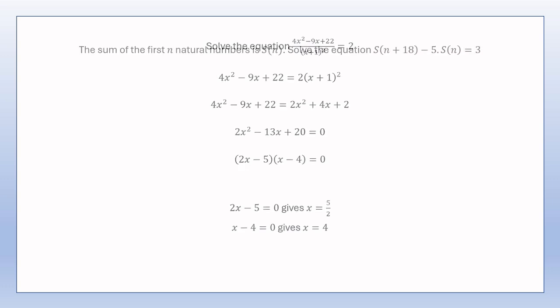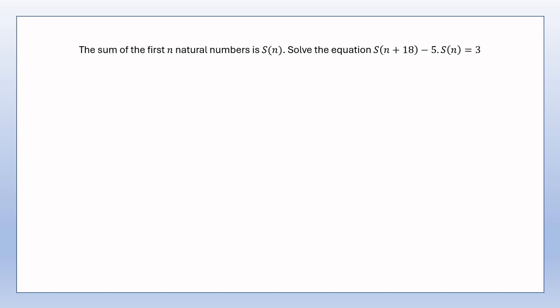So the next problem is: the sum of the first n natural numbers is Sn. Solve the equation S(n+18) minus 5Sn equals 3. So it's a formula that you do learn as part of your A-level maths studies, that Sn is equal to n times (n plus 1) over 2. And so we have (n plus 18) times (n plus 19) over 2 minus 5 times n times (n plus 1) over 2 is equal to 3.